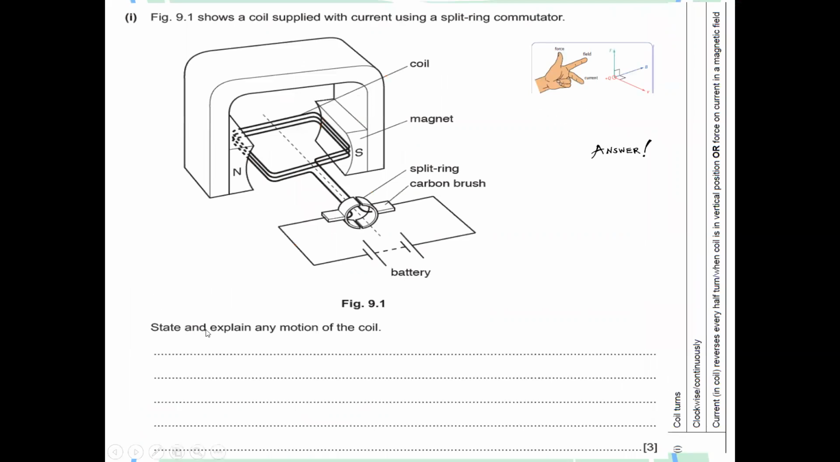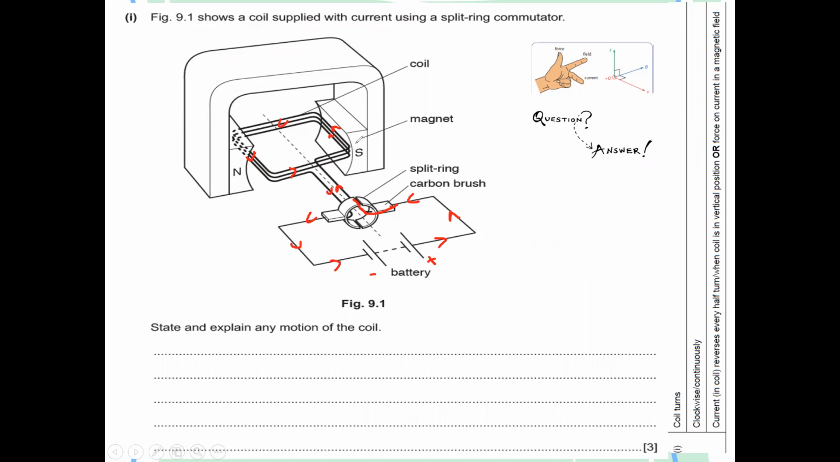The next part is state and explain any motion of the coil. So you have to explain which direction this coil will move or rotate. To identify the direction of rotation of a coil, you have to identify the direction of conventional current. Conventional current is always from positive to negative. The big line always represents the positive terminal. It passes through the carbon brush, then to a split ring. And we have 3 turns, so it means we want to increase the speed of rotation.